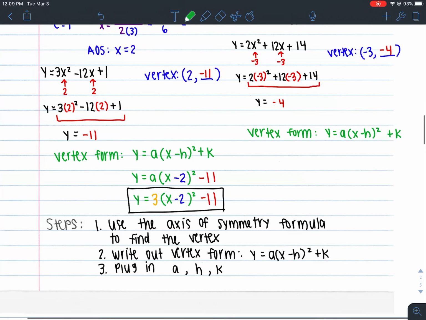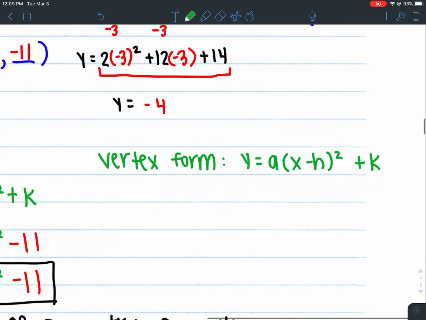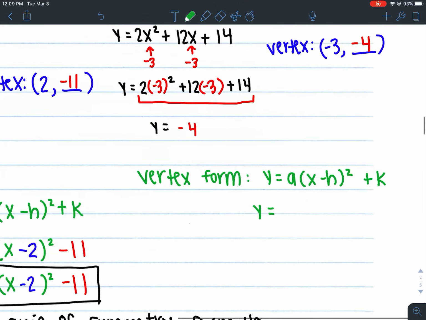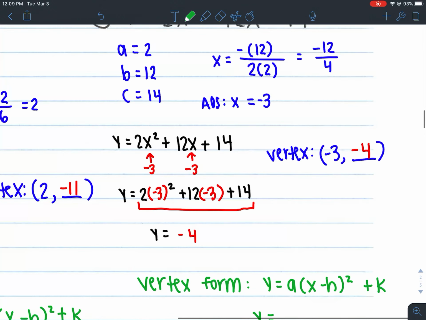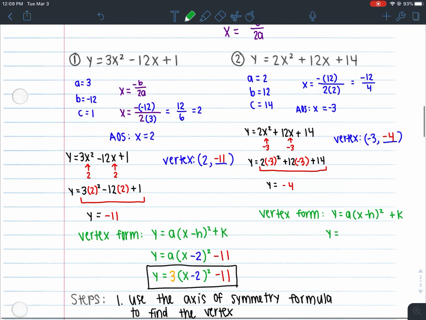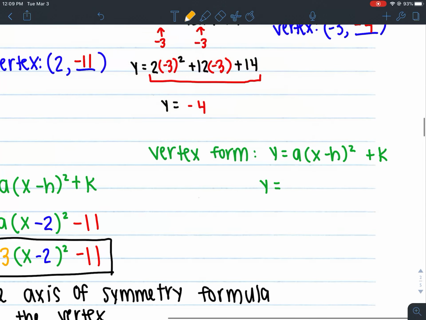Now I've written it out and it says to plug in a, h, and k. Okay, so I have y equals, because I don't plug in anything for y. Well, what's my a going to be? Well, remember, it's the same as the a in standard form. So what was my a here? It was 2. So I'm going to plug in a 2 for my a.